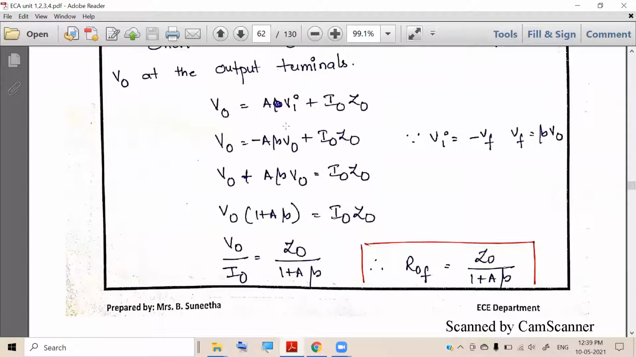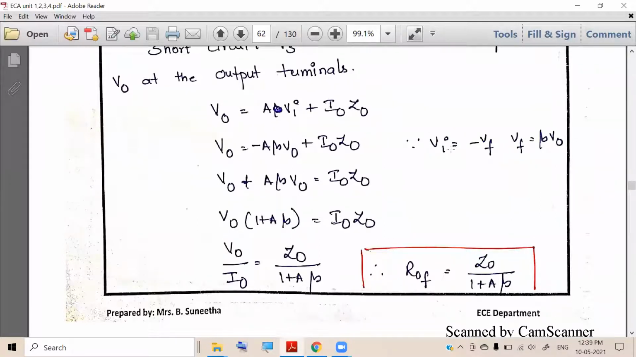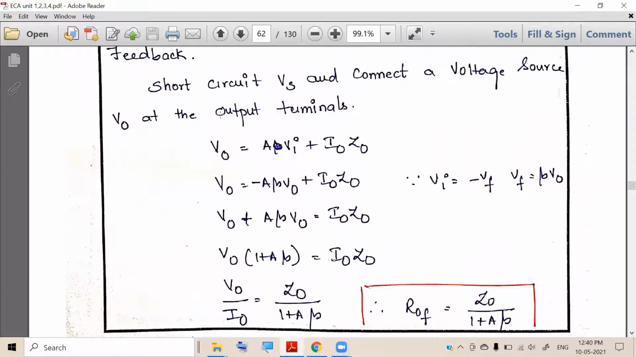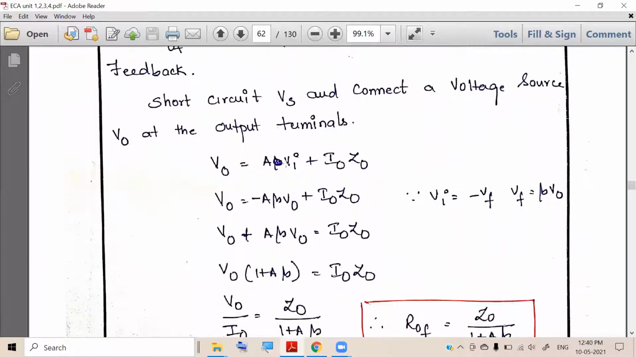I0 R0 plus AVI. Okay. Next, just now we discussed, because source voltage is 0 for finding output resistance, VI is equal to minus VF, or VI is equal to minus beta V0, isn't it? We discussed. So in place of VI, we can write minus beta V0.